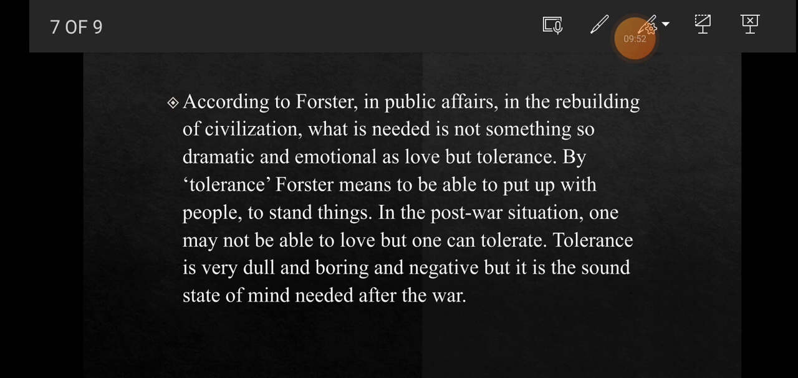So according to Forster, in public affairs, in the rebuilding of civilization, as I said before, what is needed is not something so dramatic and emotional as love, but tolerance. By tolerance, Forster means to be able to put up with people, to stand things. In the post-war situation, one may not be able to love, but one can tolerate. Tolerance is very dull and boring and negative, but it is a sound state of mind needed after the war.